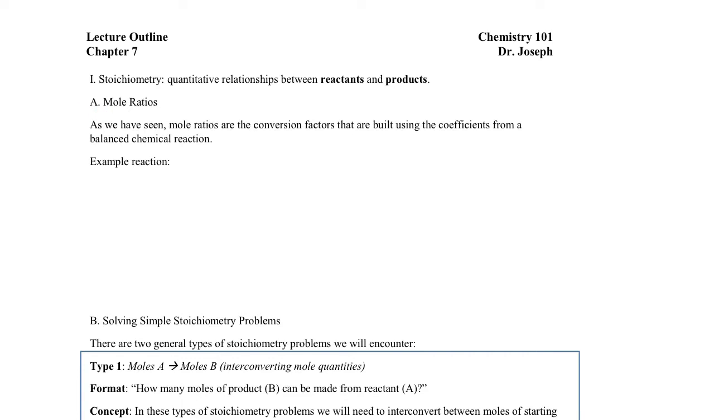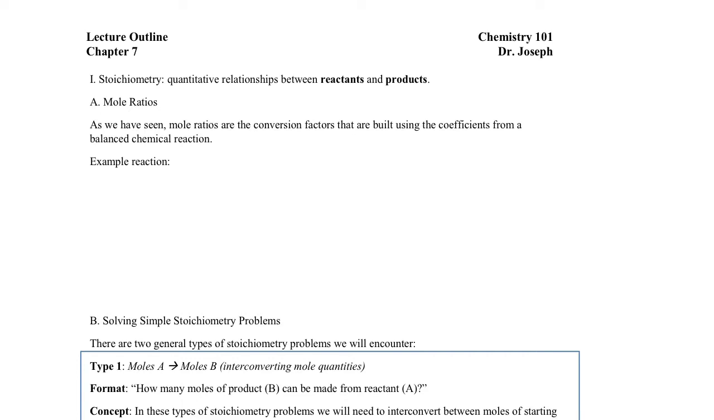As you've seen already, mole ratios are pretty straightforward. Essentially, we write a balanced chemical reaction down, and the coefficients that are present enable us to prepare various conversion factors that are built into the chemical reaction that we're talking about. If we have some starting materials and some products and the coefficients that go along with them, we're able to easily interconvert between those starting materials and products using the coefficients that are present in a balanced chemical reaction.